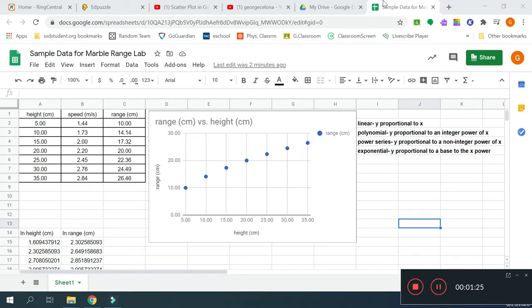A polynomial, y is proportional to an integer power of x. So this could be x squared, x cubed, x to the fifth, etc. So a quadratic relationship or a cubic relationship would be polynomial. In one case, you might have the x value double and the y value quadruple. That would be a quadratic relationship, which is polynomial.